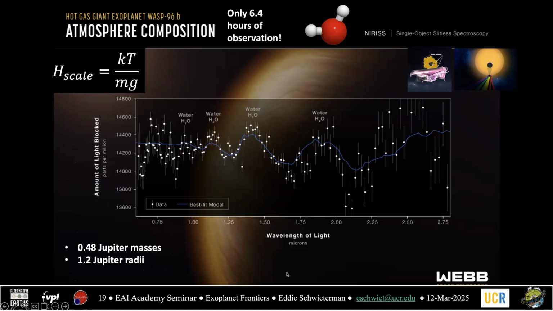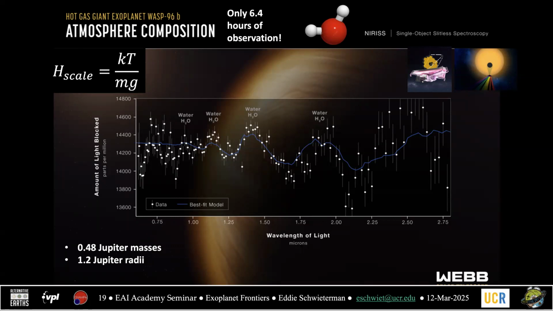This is an example of a transit of about 0.5 Jupiter mass planet called WASP 96b. This is one of the first exoplanets that JWST looked at. It detected water in the atmosphere to high confidence at these wavelengths, many of which the Hubble Space Telescope does not have access to, and in only 6.4 hours of observation, which is an incredible feat. And so this was one of the first detections of molecules by JWST.